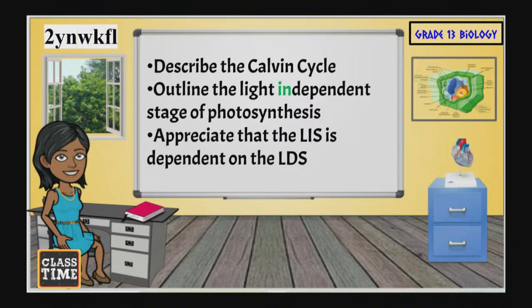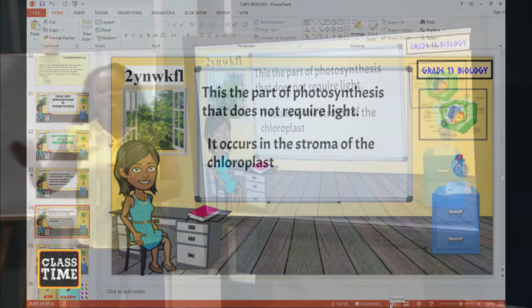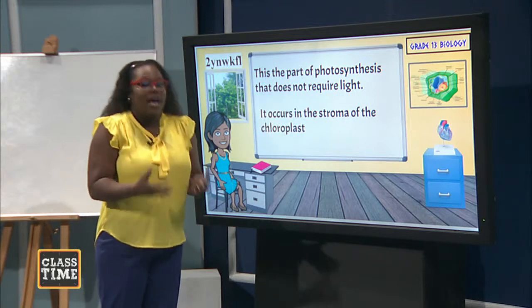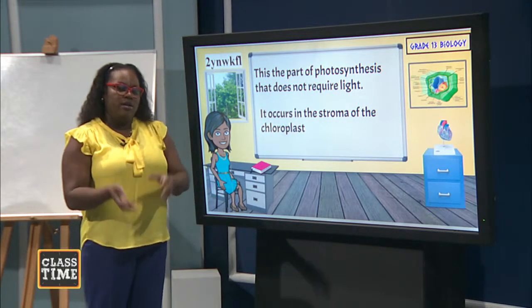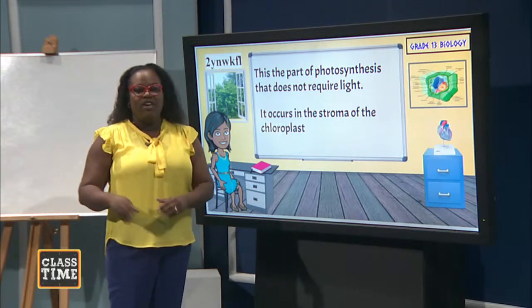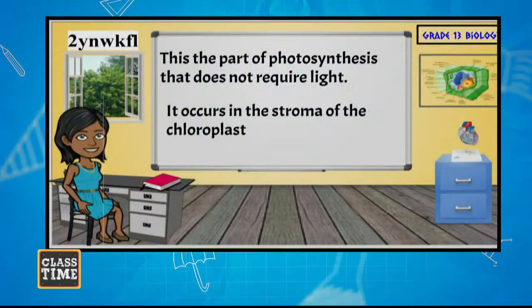Now, this part of photosynthesis does not require light. That does not mean it occurs in the dark. All it means is that if there is no light, it could happen. However, because it relies on the products of the light-dependent stage, it does not occur at night, in real life, okay?